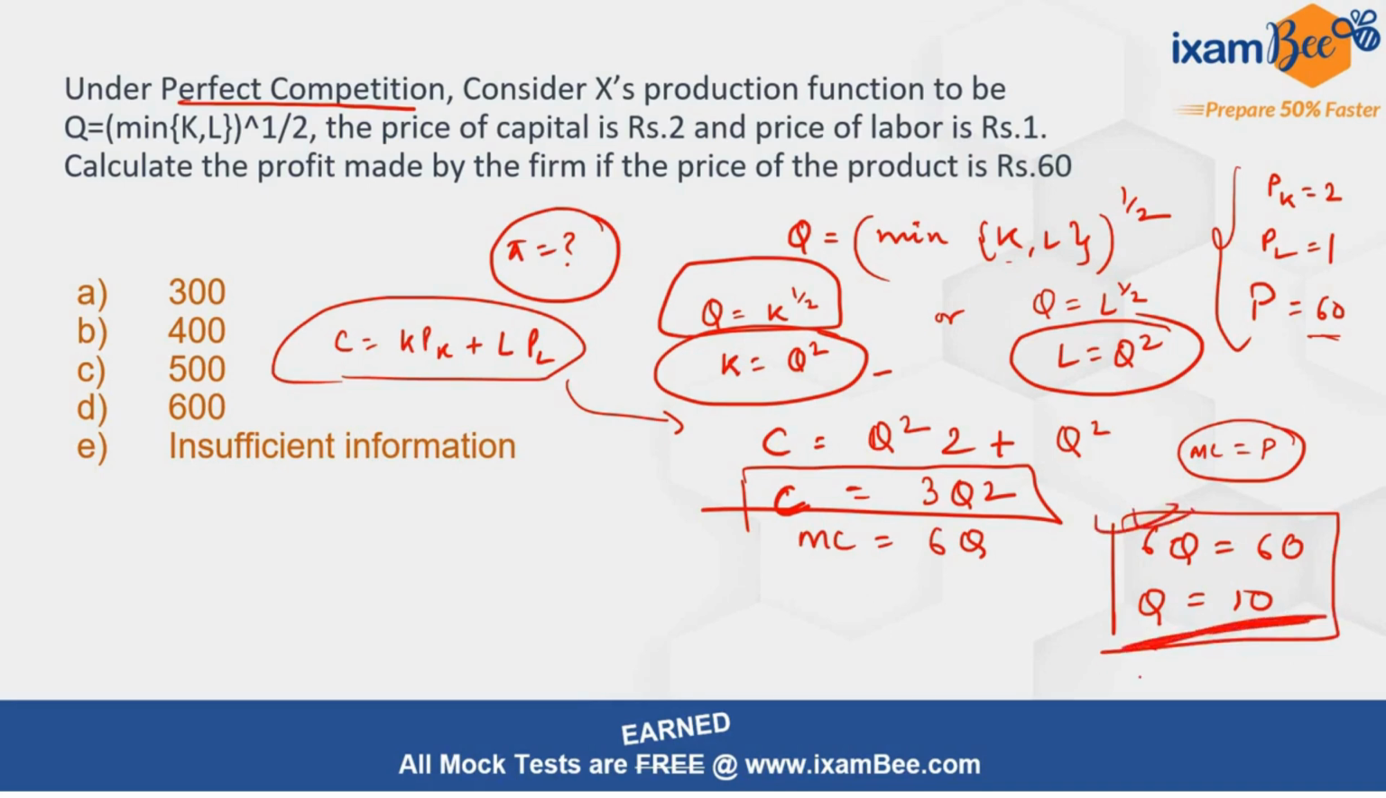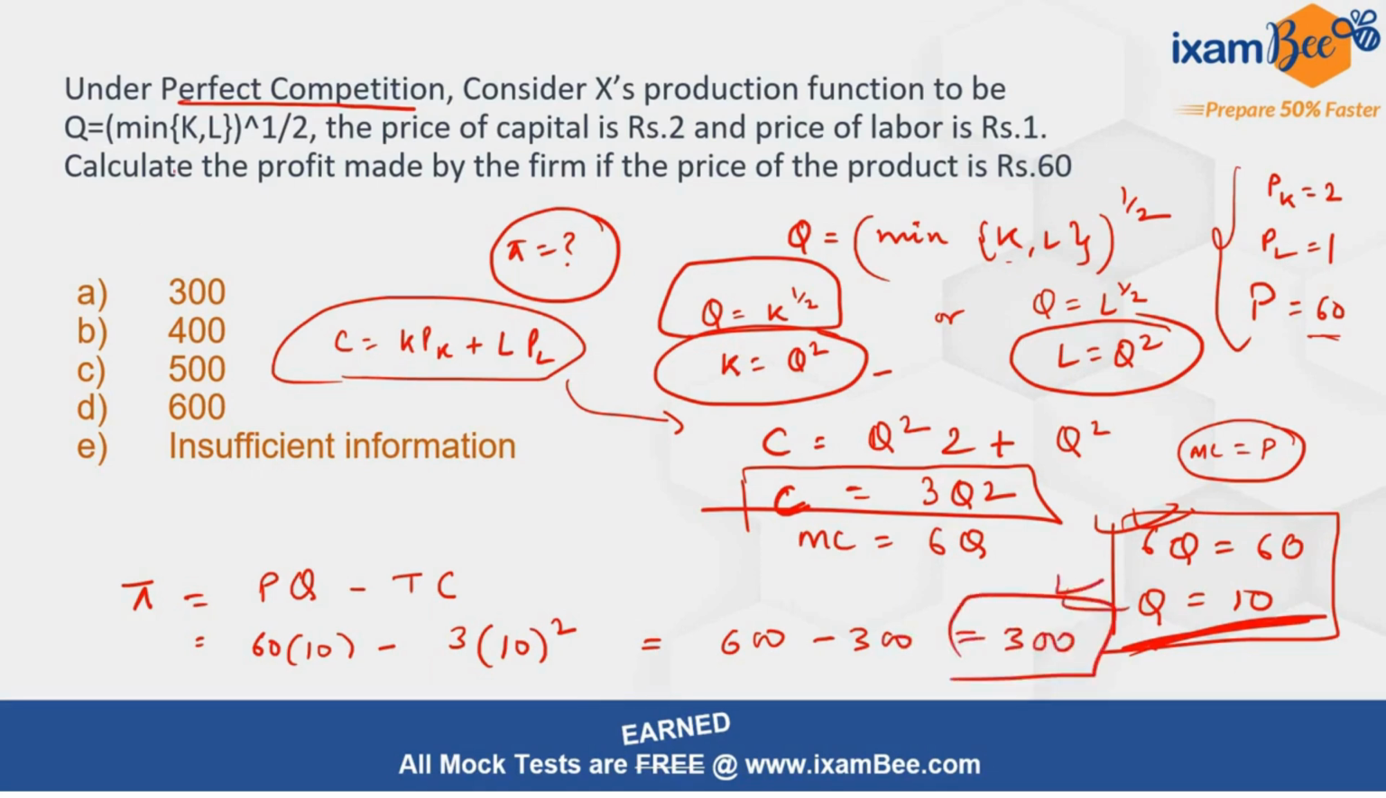Now once you know how much quantity is going to be produced, you can substitute this in the profit function. So profit is going to be total revenue, which is price times quantity, minus the total cost, right? So total revenue PQ is what? 60 times Q, which is 10, minus the total cost. Total cost is 3Q square. Q is what? 10. So 10 square. This is going to give you 600 minus 300, which is actually 300. This is your profit. So hence the right answer is option A.